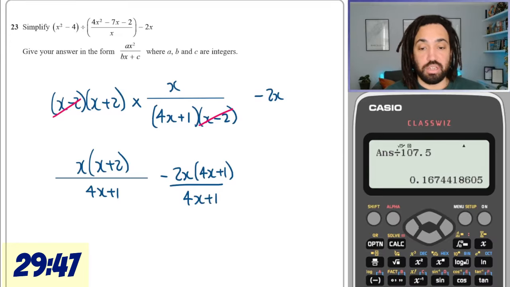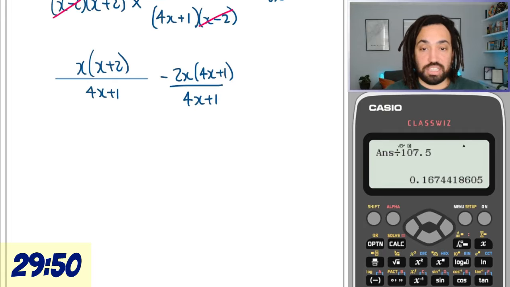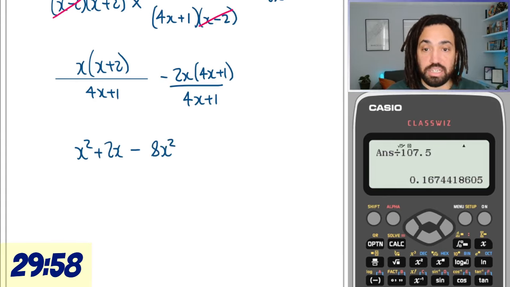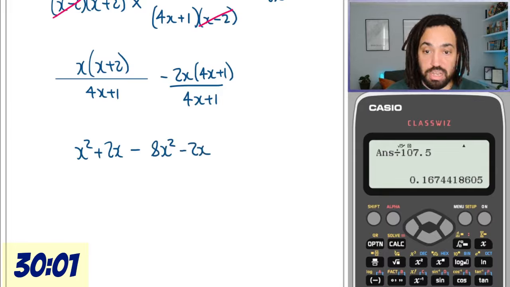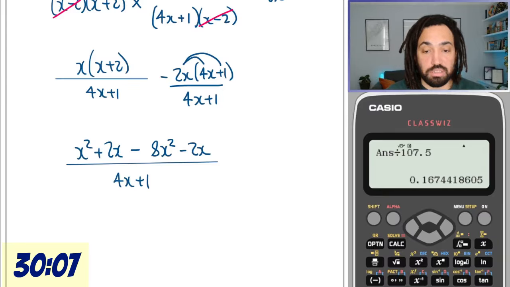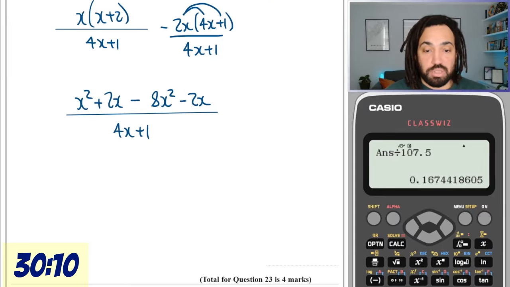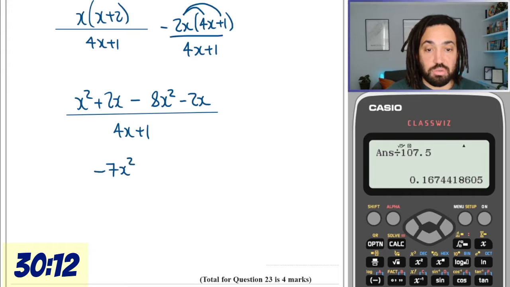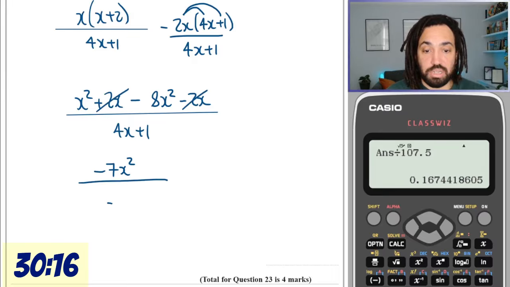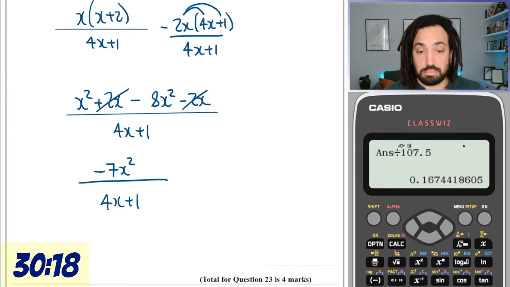So now that that's a common factor, we can actually add them. I'm going to expand out the brackets, so that's x squared plus 2x minus 8x squared, and don't forget minus 2x, so the minus needs to be applied to both these two terms, all over 4x plus 1. Okay, so we're going to get minus 7x squared. These are going to cancel actually, so it's just minus 7x squared over 4x plus 1.